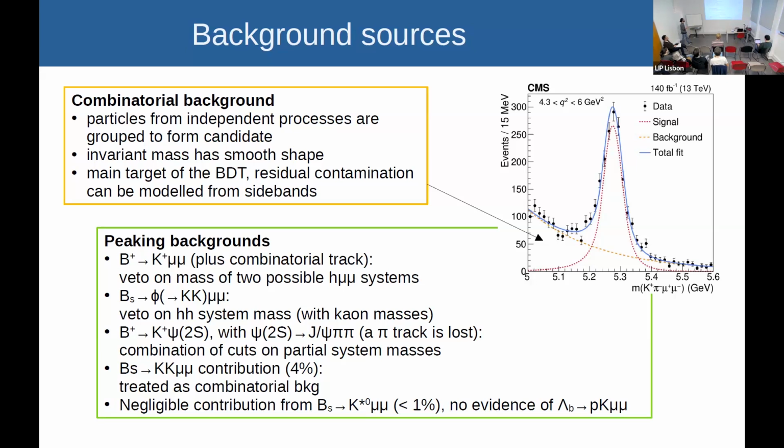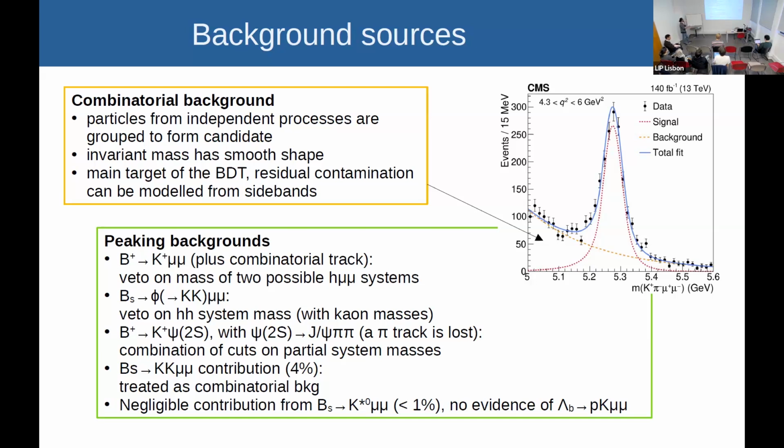Other kinds of backgrounds are more nasty because they have peaking behavior: they either only contribute under the signal peak, so we cannot use the sidebands to control and model them, or they only contribute in the sidebands, so they have the opposite problem. When we try to describe the combinatorial background, these peaking backgrounds would affect our modeling, and then under the signal peak we would have a wrong assumption of what the background looks like. So we want to reject them with dedicated cuts.